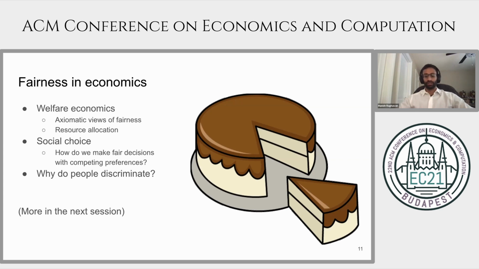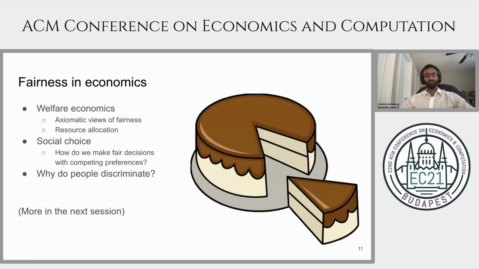Economists have also considered questions of how to fairly aggregate people's preferences into making decisions. So your city has a budget that they need to spend. People have preferences as to how that budget gets spent, and social choice theory can help us figure out what is a good way to aggregate those preferences.